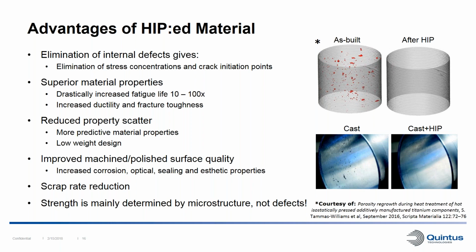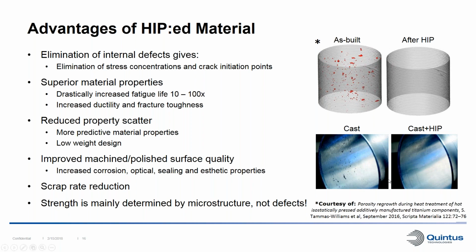Hipping will also give you better quality for machined and polished surfaces. I have an example here on the lower right where we can see a cast and machined part. In the left picture, it's a cast tube that has been machined as cast, and as we can see, there's a lot of porosity that has been revealed in the machined surface. So this is probably an almost finished part that has to be scrapped because of this porosity, and that's of course expensive. On the right picture, we have a cast tube which is then hipped and then machined.